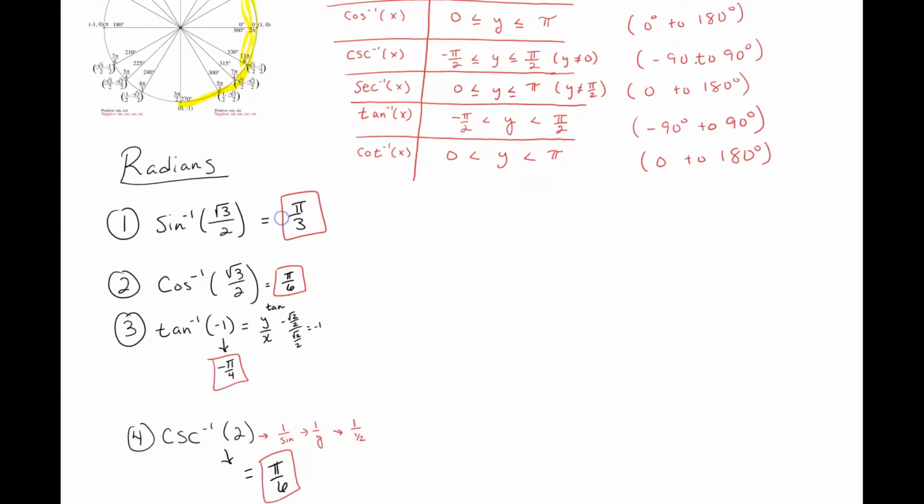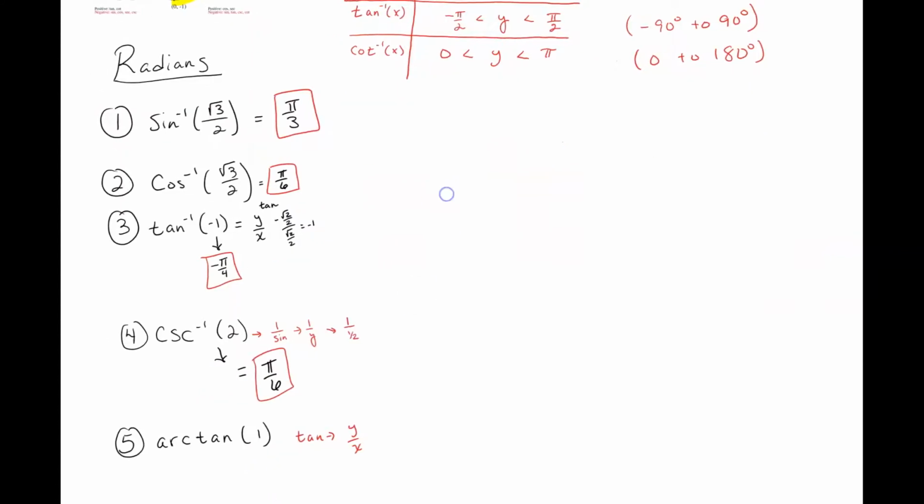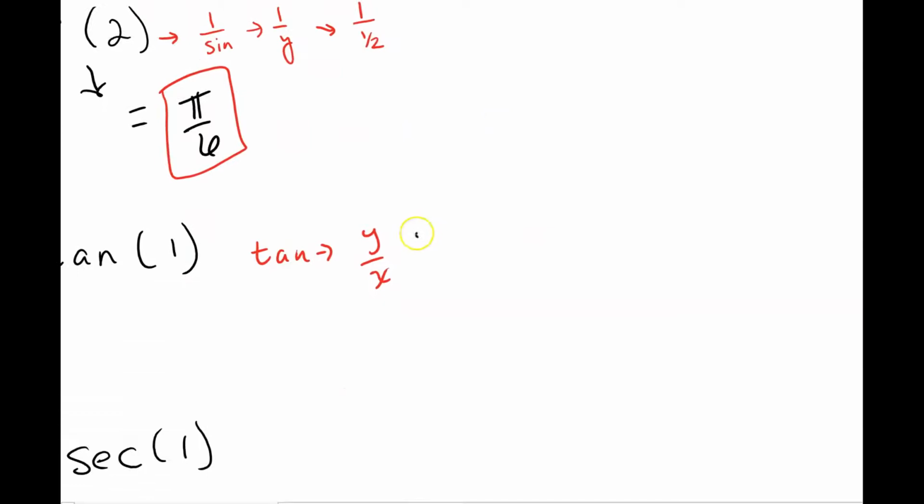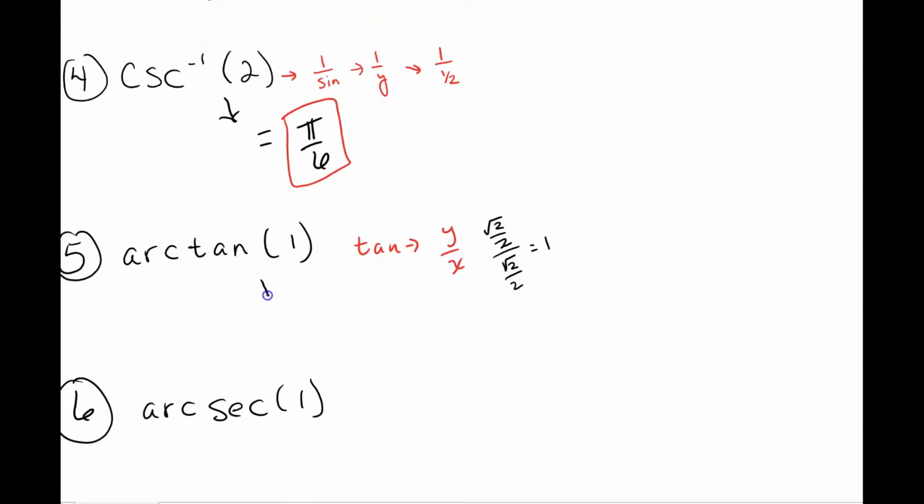So this one right here means that we're looking at the case of the square root of 2 over 2 divided by the square root of 2 over 2, which will yield 1. And the only place that occurs is at pi over 4 radians within that range. All right, so pi over 4 for this one here.